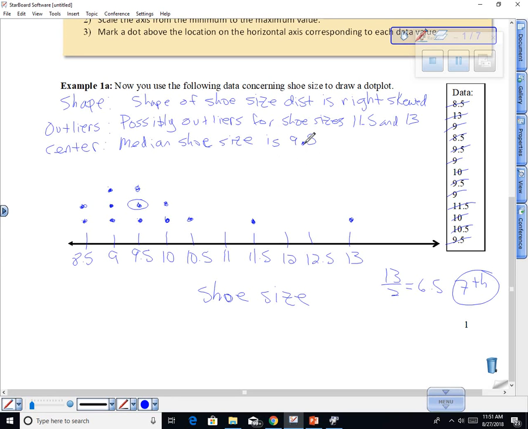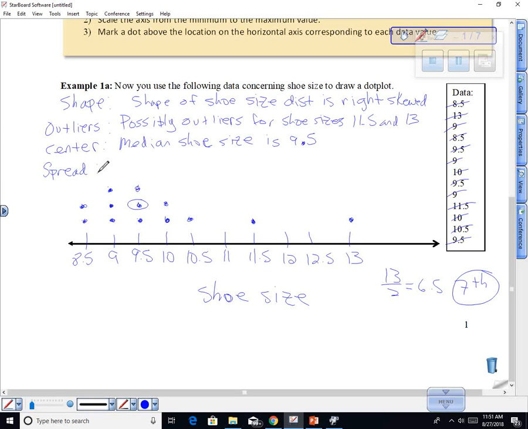And then my next acronym is context. We'll go over context in just a minute. But the next one is what? Spread. For spread, there are lots of ways we can measure it, and we'll learn about that in 1.3. But for now, we're going to measure it using range.